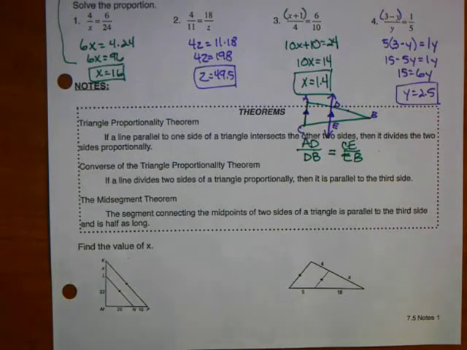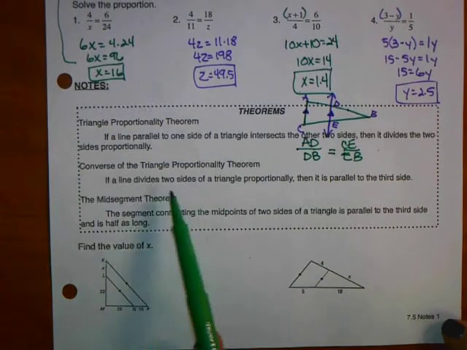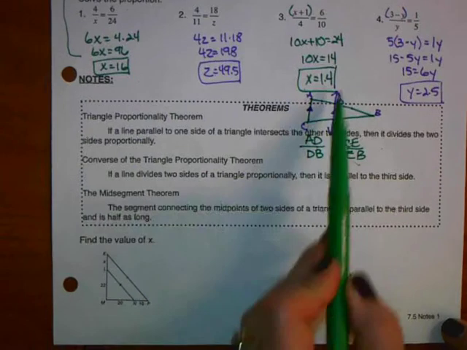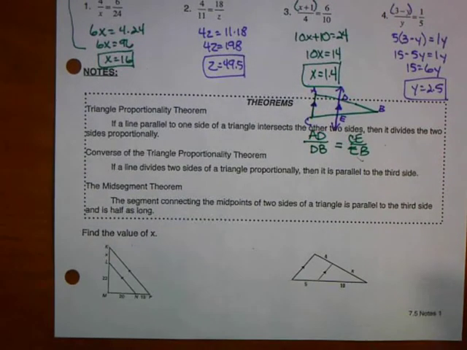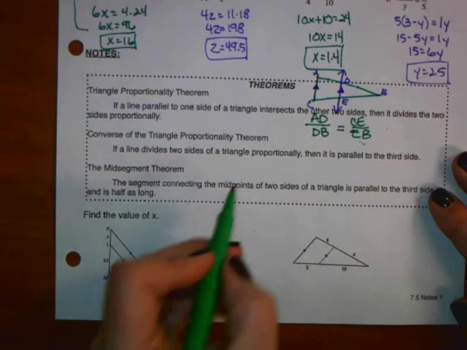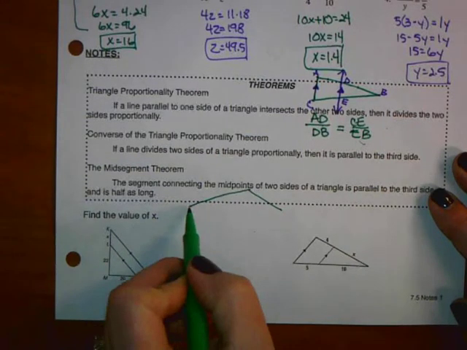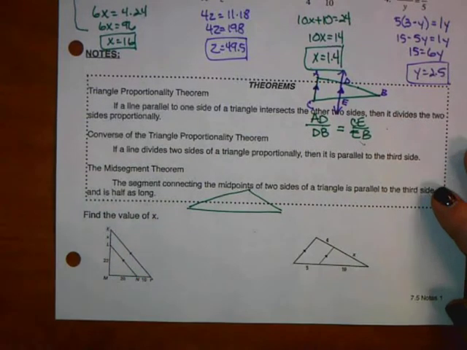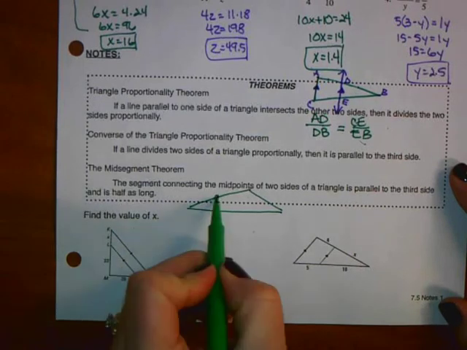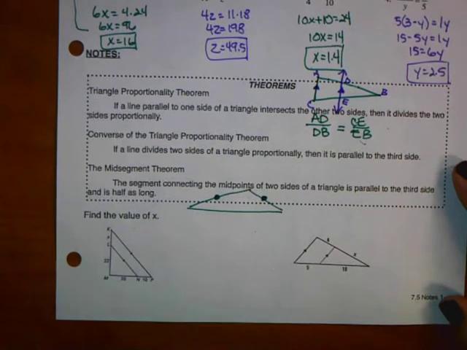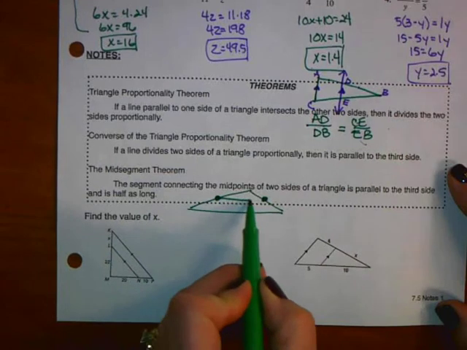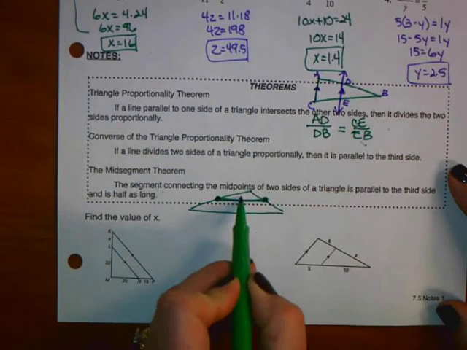That's what that's saying. And this is the converse of it. If a line divides two sides of a triangle proportionally, so if this is true, then that line's parallel. That's all it's saying. And the mid-segment theorem. Draw another triangle, just because. Pictures are good. It says the segment connecting the midpoints of two sides of a triangle is parallel to the third side, so this should be parallel.